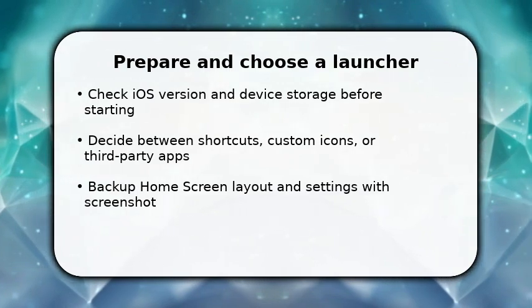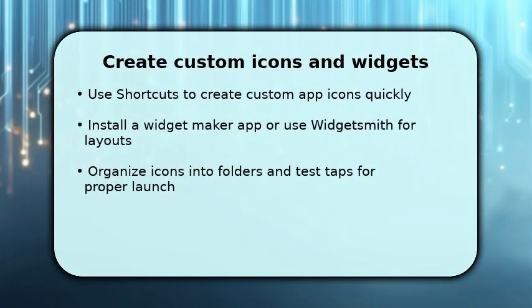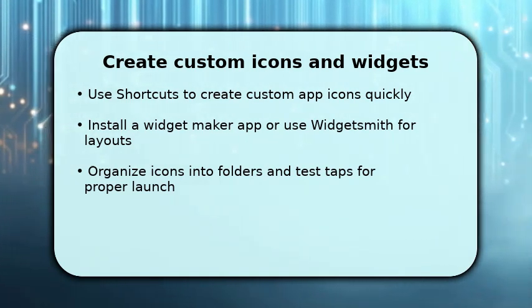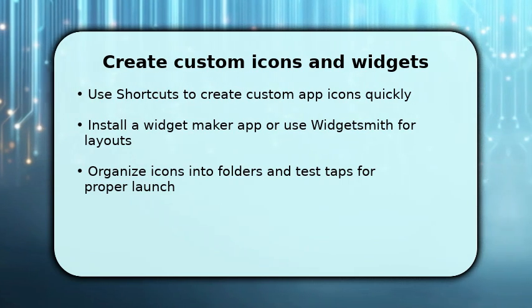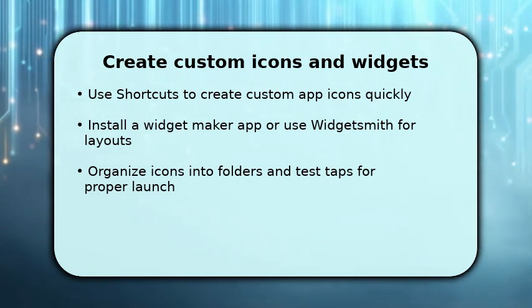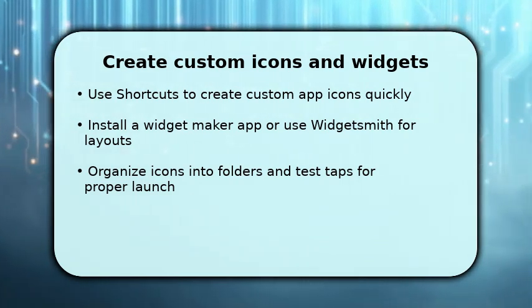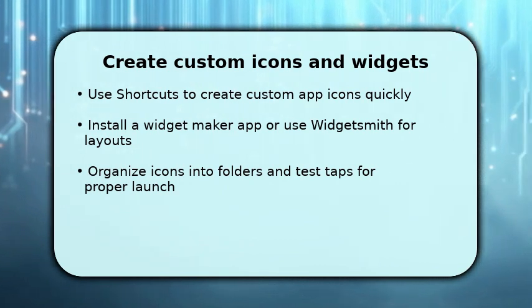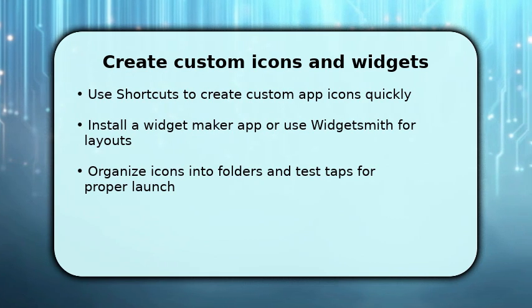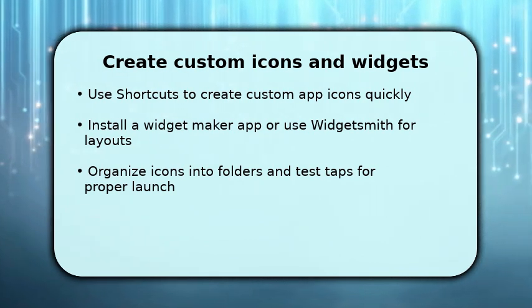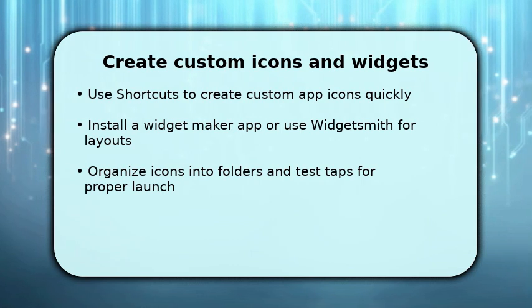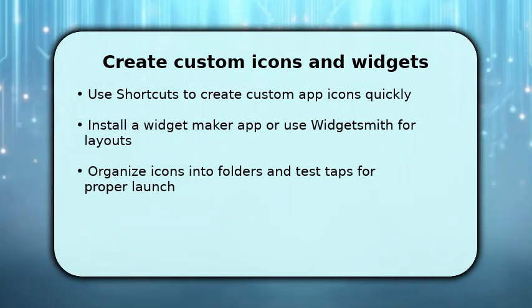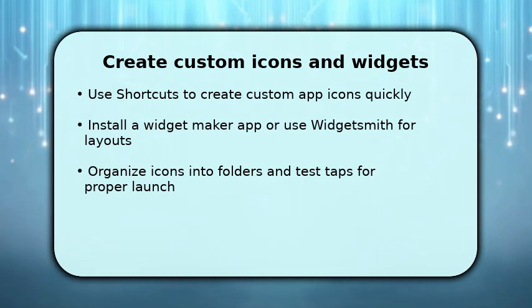new widgets. Now you build the visible theme, design custom icons and widgets. Use shortcuts to create single-action icons that launch apps. This maintains functionality while changing visuals. For widgets, install a widget app or configure sizes in Widgetsmith. Once configured, place widgets to balance aesthetics and reachability. Make sure to name shortcuts clearly and test each icon and widget to confirm they open the right app. This step ensures your new look is both pretty and practical.